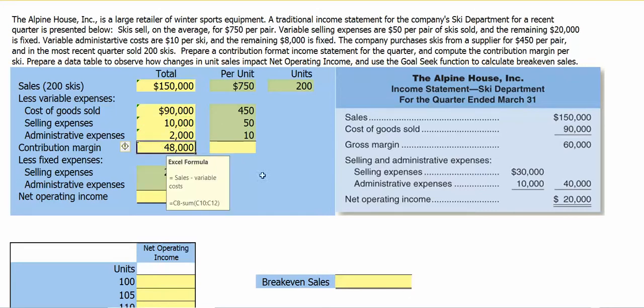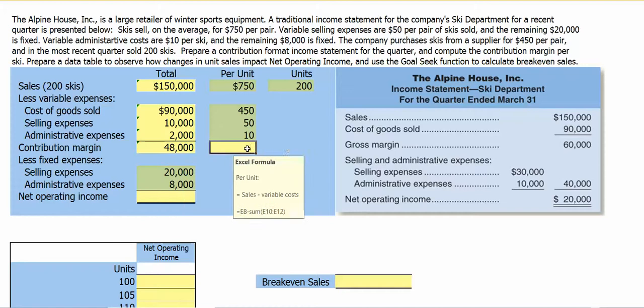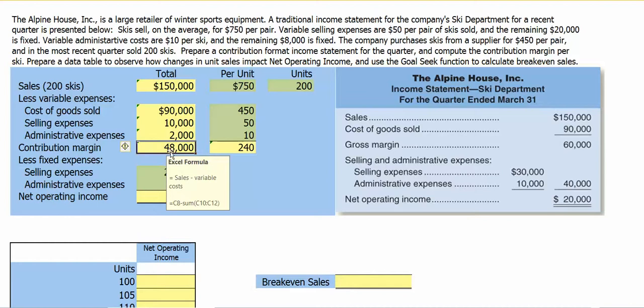So we have a contribution margin of $48,000, or on a per unit basis, we would have taken the $750 selling price minus $450 cost of goods sold per unit minus our $50 selling cost per unit minus our $10 admin cost per unit for $240. Notice our $48,000 then we can calculate vertically, or we could have also calculated as our contribution margin per unit times the number of units. Either way, we'll get the same answer.